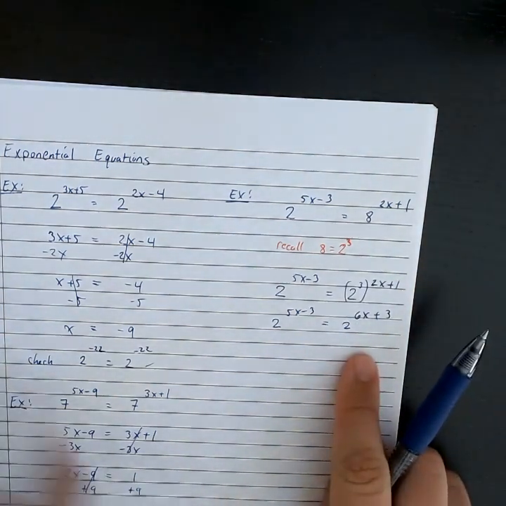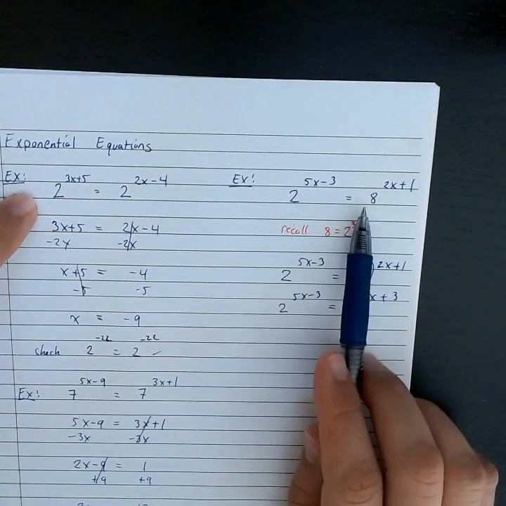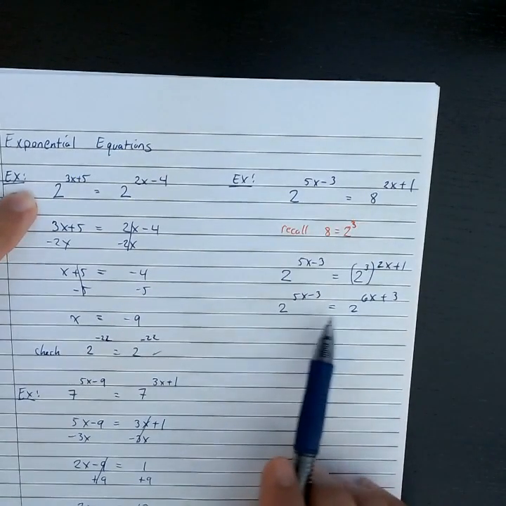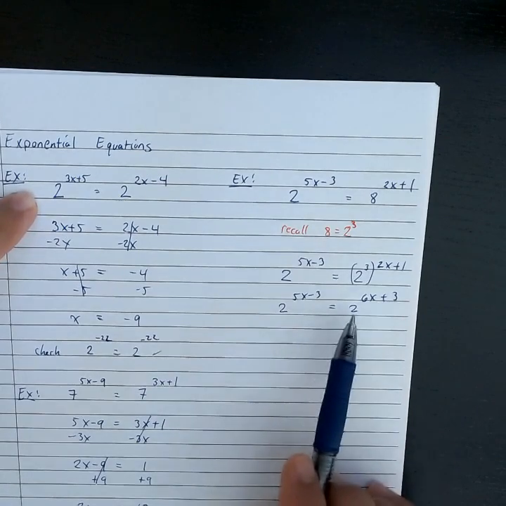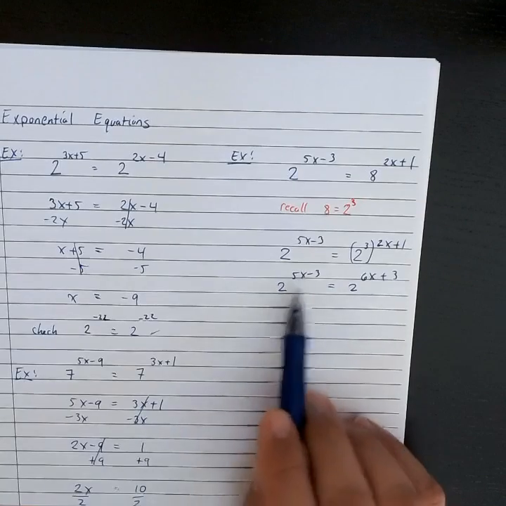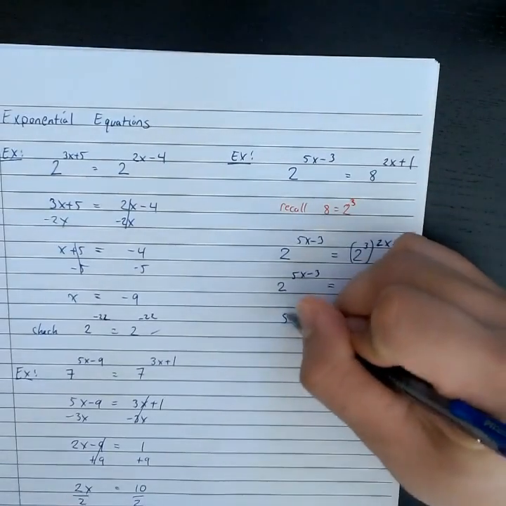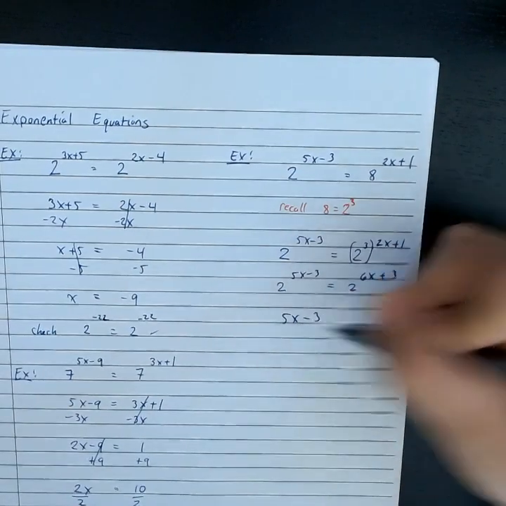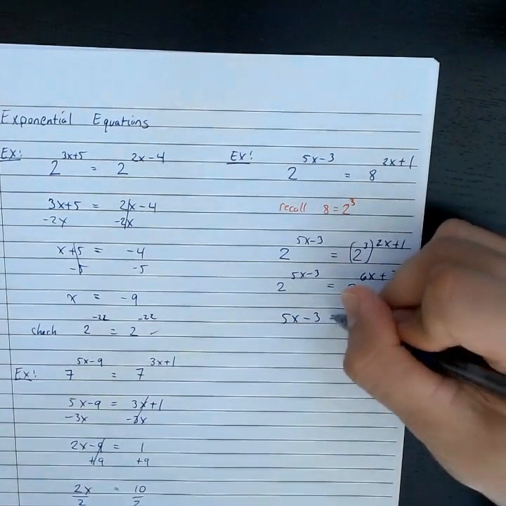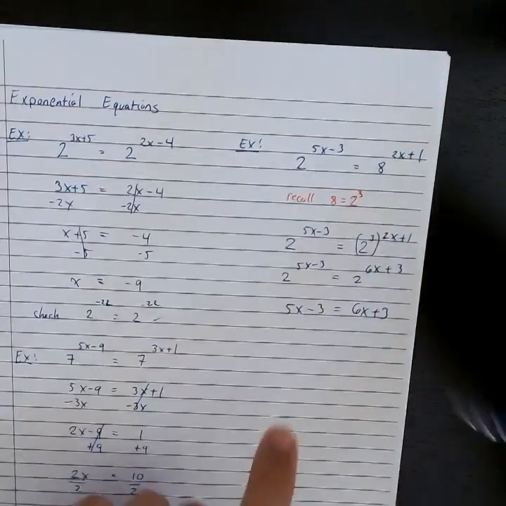And now that looks just like one of these. So here, even though they don't have the same base, you can rewrite it so they do have the same base. And once you rewrite it this way, things are as nice as they were over here. Because now I can say, 2 to a power is equal to 2 to a different power. So now I can just write those powers as being equal to each other. So I can write this as 5x minus 3 equals 6x plus 3. And now we can solve.